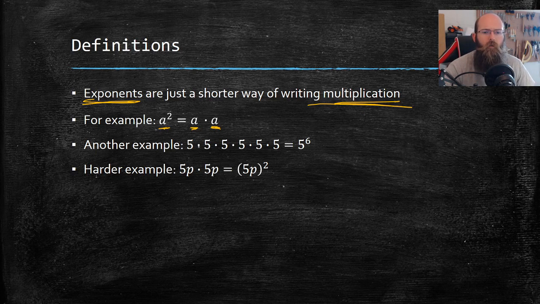But let's look at another example. I have 1, 2, 3, 4, 5, 6 fives all being multiplied together. Because they're all the same thing, I can write that like an exponent: 5, 6 times, is 5 raised to the 6th power.